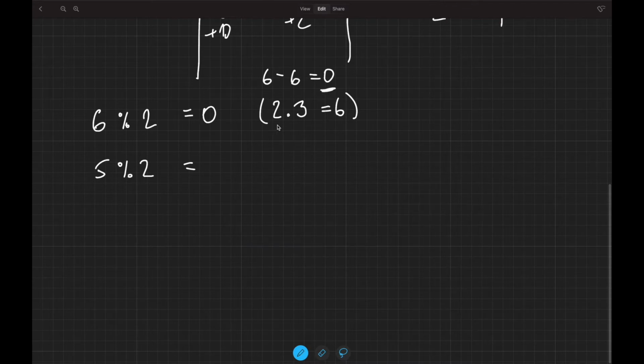So how many times can I fit the number 2 into the number 6? I can fit the number 2 3 times. 2 times 3 is 6. 6 minus 6 is 0. Let's see the number 5.